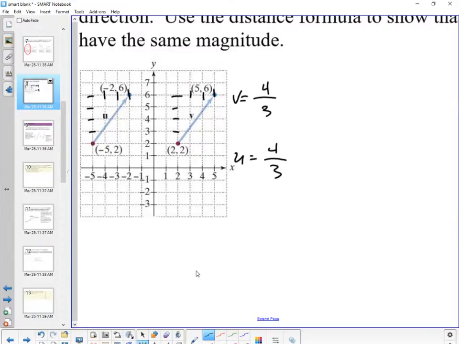Now, do they have the same magnitude? Well, yeah, because if I did Pythagoras theorem on one, I should expect to get the same on the other one, correct? 4 squared plus 3 squared is going to give me that distance squared. So these are definitely equal. That was easy. Let's move on.